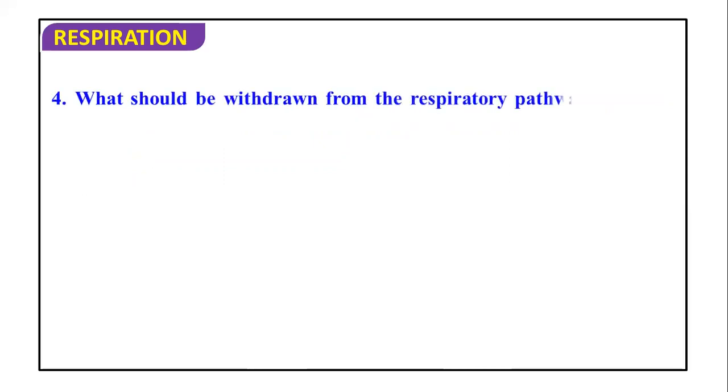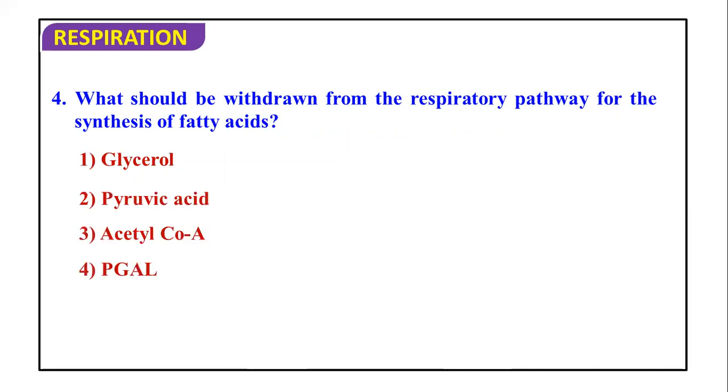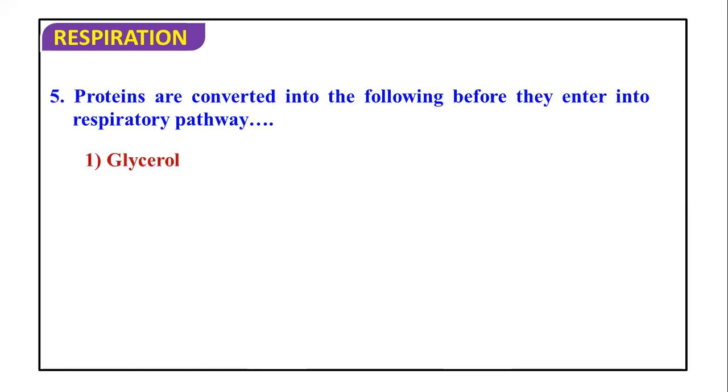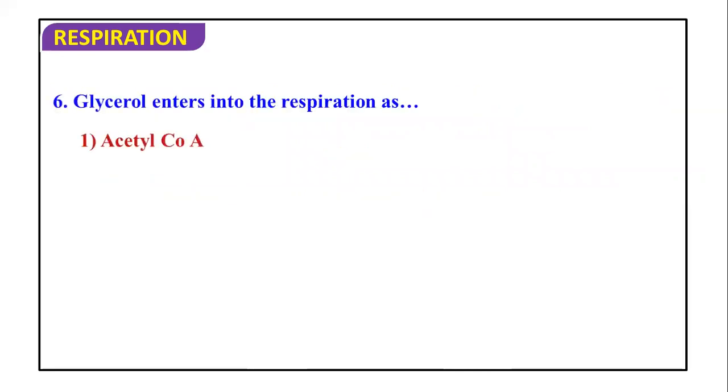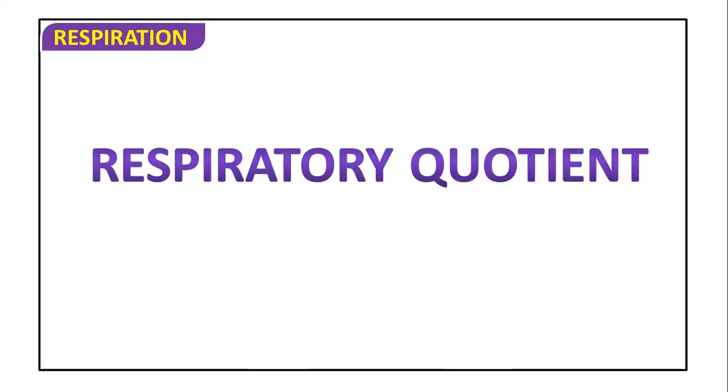What should be withdrawn from the respiratory pathway for the synthesis of fatty acid? It is known that acetyl coenzyme A is withdrawn for the synthesis of fatty acid. Proteins are converted into the following before they enter the respiratory pathway. Obviously, they are first converted into amino acids and then enter the respiratory pathway. Glycerol enters the respiration by being converted into phosphoglyceraldehyde through DHAP. So this is what we have about the amphibolic pathway.